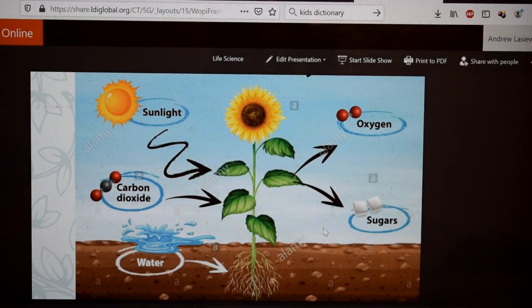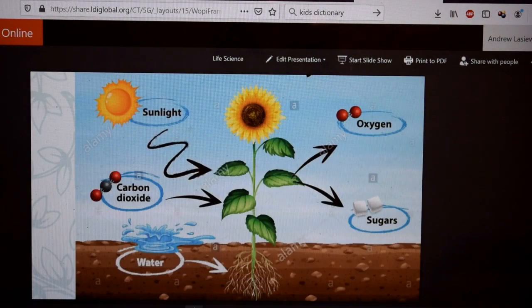All right, so this is basically a model of it. The leaves absorb the sunlight and the carbon dioxide. Then the roots get the water and the minerals, and it makes oxygen and sugars. So the products of photosynthesis, with the breathing in of carbon dioxide through the stomata and the water, are sugars and oxygen. All right, we're going to stop there for right now.